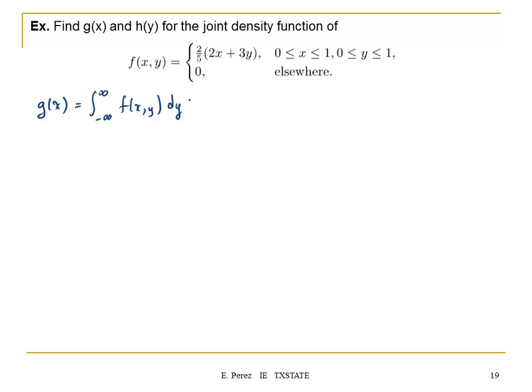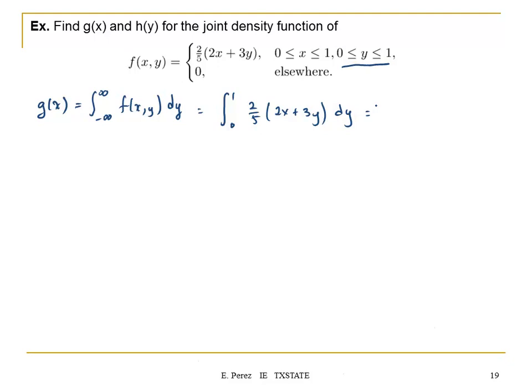when you're looking for the marginal of x. So for this case, we have the integral from, for this one will be easy because the limits are the same, but you need to look at the limits for y. So it's 0 and 1. So 2 over 5 times 2x plus 3y dy.